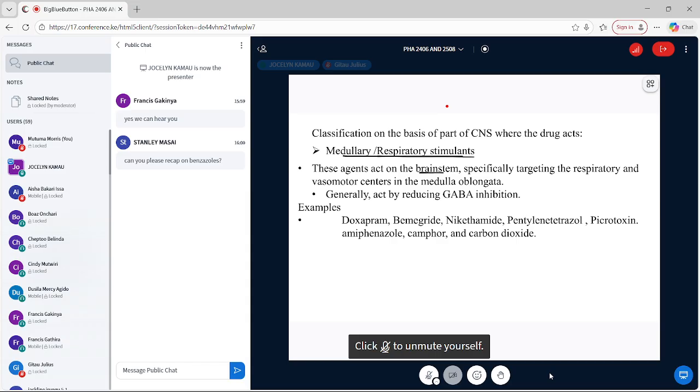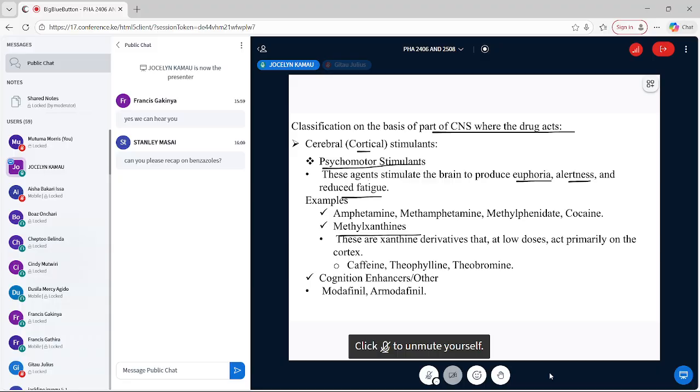We have examples of drugs that are not used. Those are drugs that have no use. They are also convulsants, as we have said. Tetrazole and picrotoxin are also convulsants, as are camphor and even carbon dioxide.